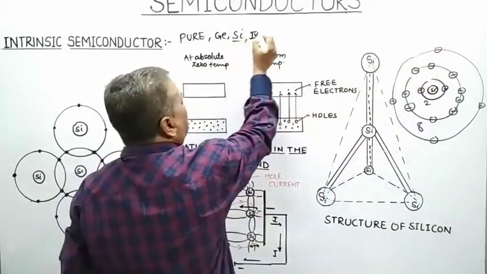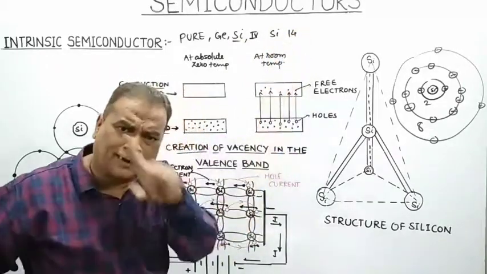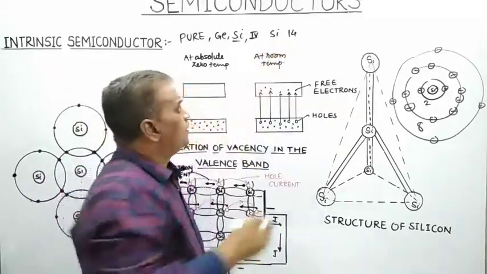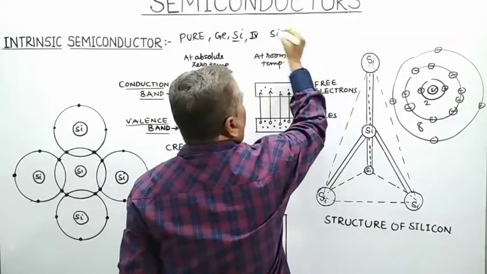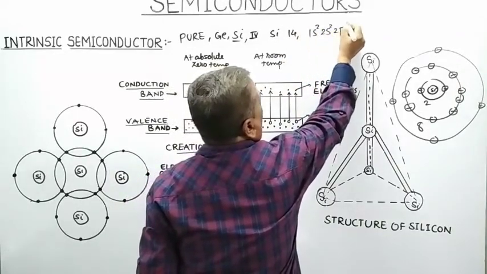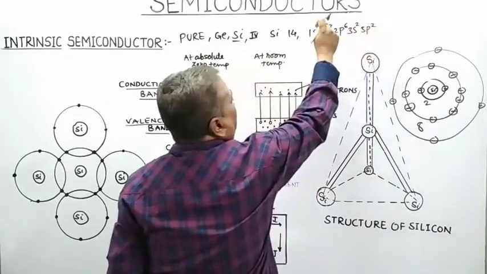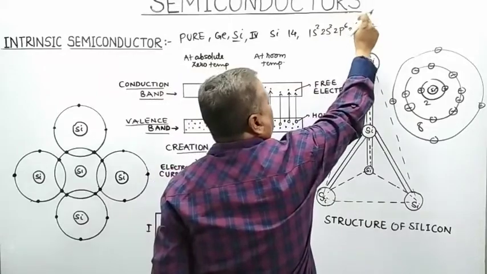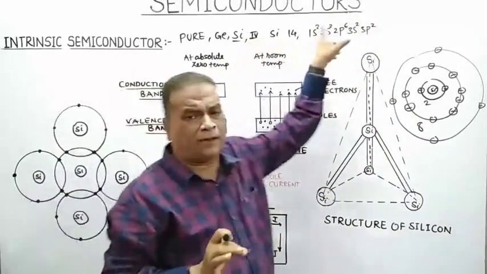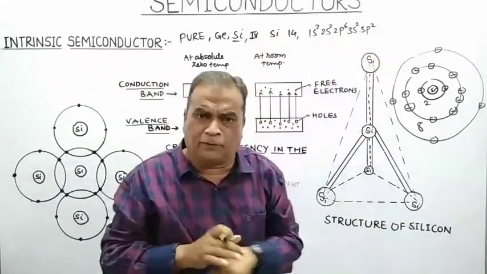When I say that germanium or silicon belong to the fourth group of the periodic table, as far as silicon is concerned, what is the atomic number of silicon? The atomic number of silicon is 14. It means the electronic configuration for silicon is 1s2, 2s2, 2p6, 3s2 and 3p2. Calculate here: 2 plus 2 is 4, plus 6 is 10, plus 2 is 12, plus 2 is 14.